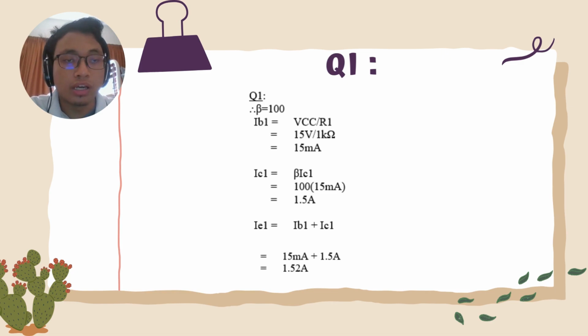To find the collector current, we multiply the beta value by the base current, which is 100 multiplied by 15 milliamps. This gives us a collector current of 1.5 amps. Since the currents from IB and IC flow into IE, the emitter current is the sum of both, which is 15 milliamps plus 1.5 amps, giving us 1.52 amps.